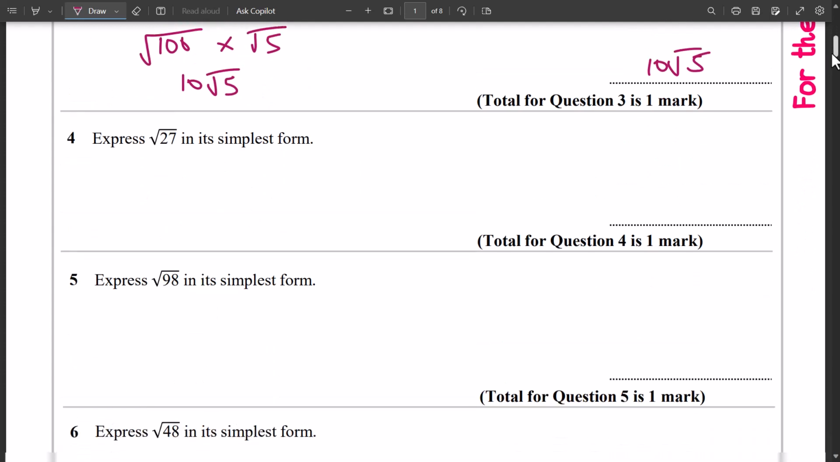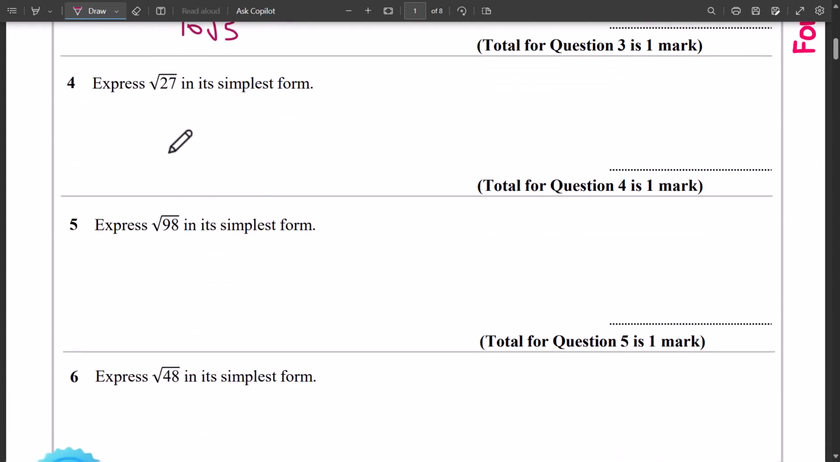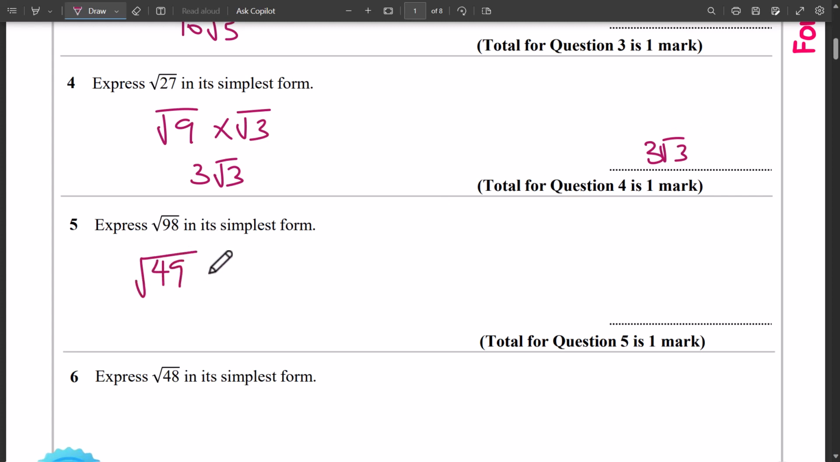And then we move on to the next question, number 4. Express root 27 in its simplest form. We can write this as root 9 times root 3, and root 9 is 3, so that's going to be 3 root 3. And the square root of 98 in its simplest form comes in as root 49 times root 2. Root 49 is 7, and 7 times root 2 is 7 root 2.